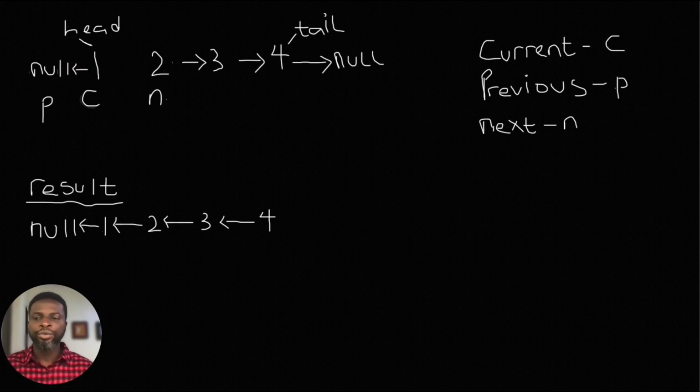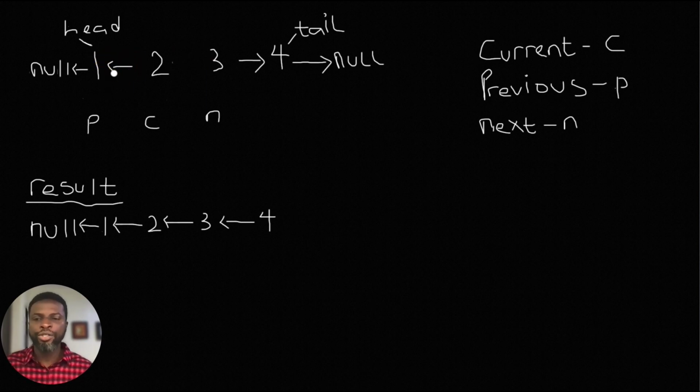After reversing the current node, I'll move the previous pointer to the next node in the linked list. I'll move the current pointer to node 2, and I'll move the next pointer to node 3. Now that I have all the pointers assigned, I'll go ahead to reverse the current node. So instead of node 2 pointing to node 3, now it will point to node 1.